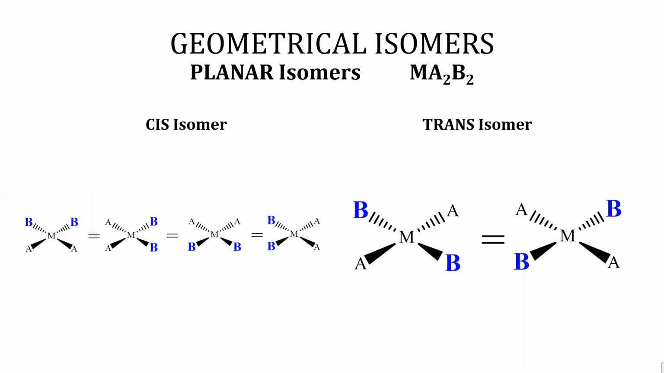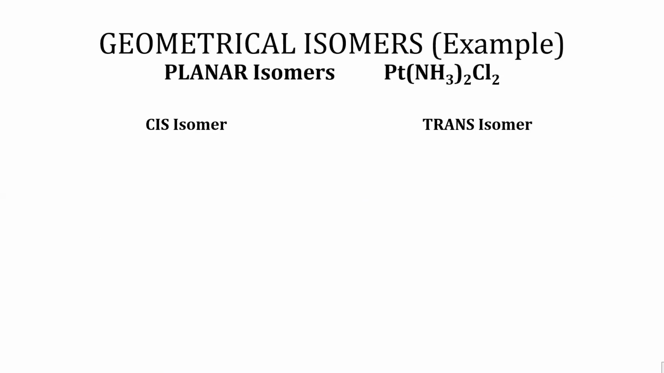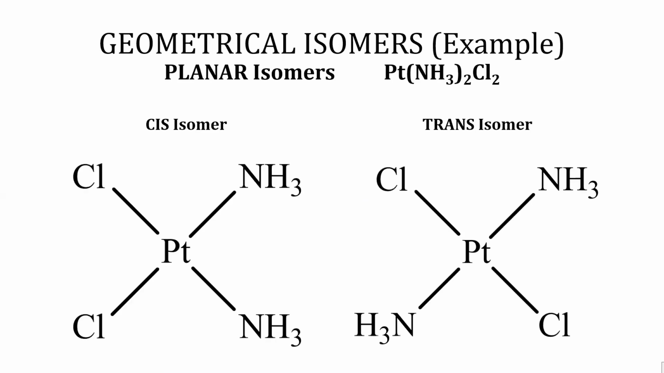The left set of structures are cis isomers because identical atoms are on the same side of the plane, whether on top, on the bottom, left side, or right side. The trans isomer, shown on the right, has like atoms across from one another. An example is Pt(NH3)2Cl2. The left structure is the cis isomer, and the right structure is the trans isomer.